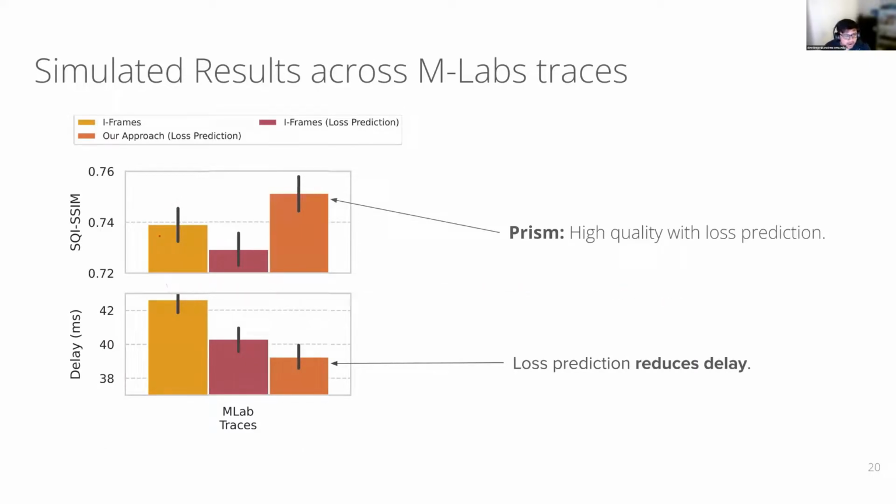This can be seen on this graph where the first bar we have over here is iframes. The second bar we have here is iframes with loss prediction. And as you can see, it has much lower video quality, but it does have lower delay. On the right, we have Prism with loss prediction, which achieves very high video quality and low frame delay with loss prediction.